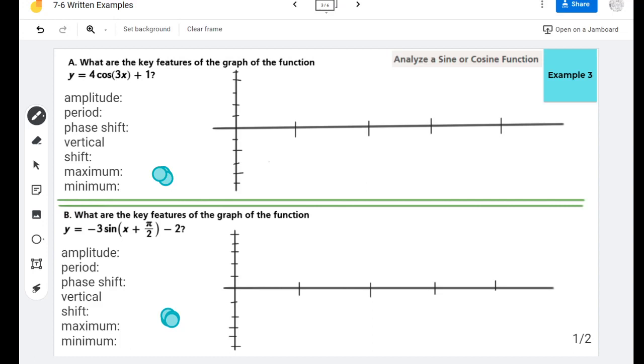In today's video, I'm covering example 3 from lesson 7-6 in the SavvasRealize Algebra 2 textbook. The goal of today's video is to analyze a sine or cosine function. Y'all, this is probably going to be a long video, okay? So I'm going to walk us through the first part of it. We're going to graph it together and then identify those key features.